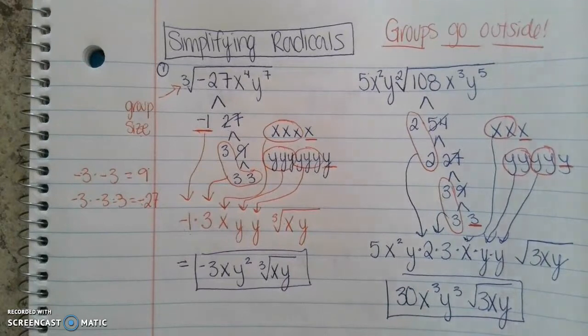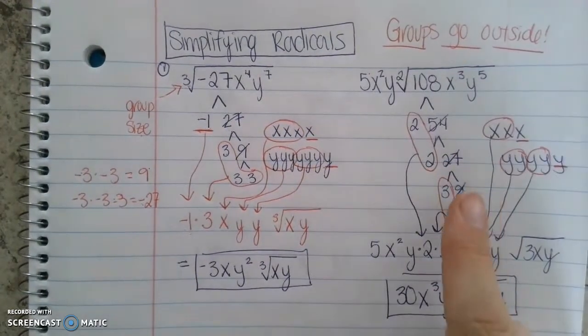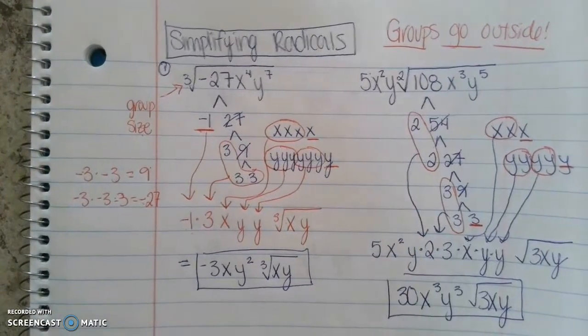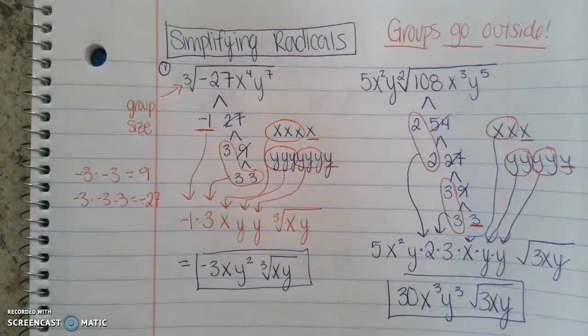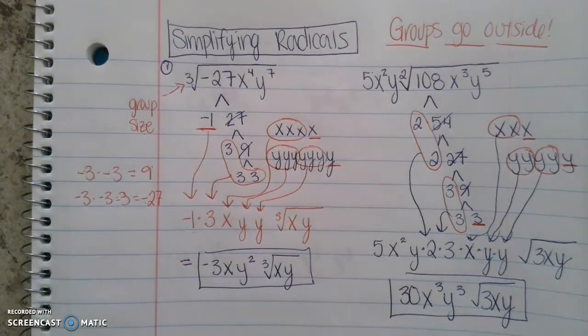All right, guys, this is simplifying radicals. Remember, groups go on the outside. If you ever have more than one stuff that you're putting together, we always combine it back together using multiplication. All right, guys, use these notes to help you solve the problems on Delta Math.